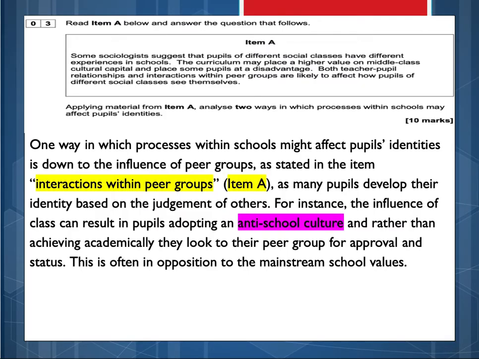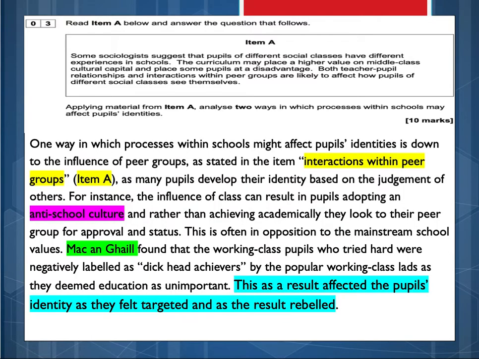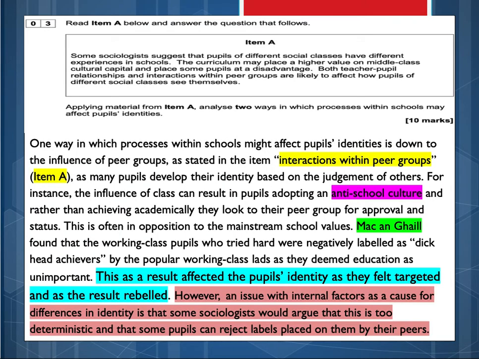We can see that here with the use of anti-school subcultures, and this is explained. He's developing his answer. Here you can see he uses the findings from a study, in this case Mac an Ghaill, highlighted in green. This next sentence highlighted in blue is important because it links back to the question, looking at the school process with reference to pupil identity.